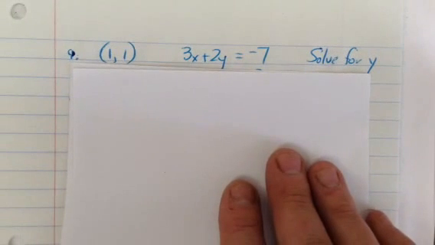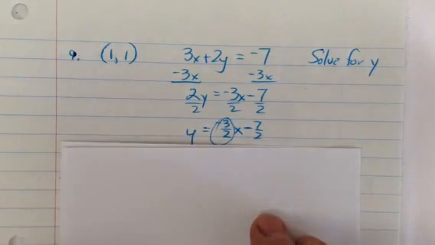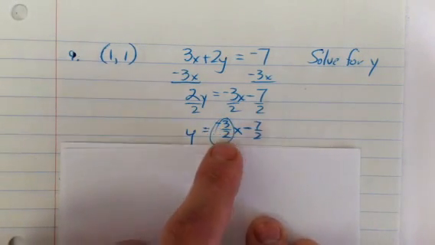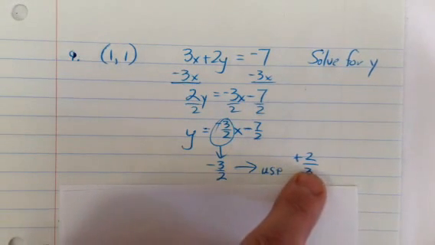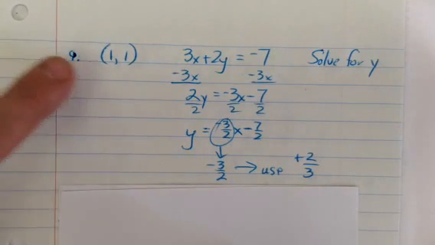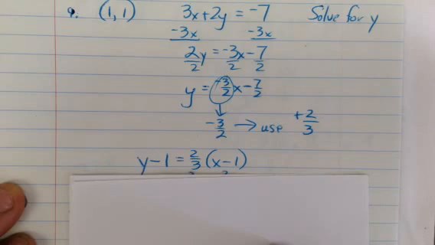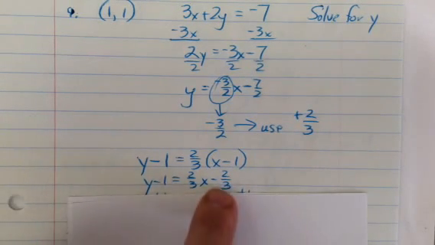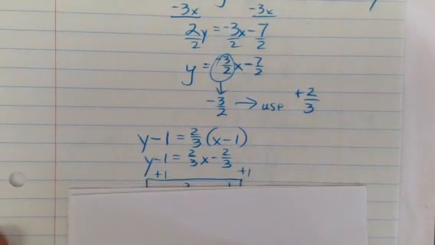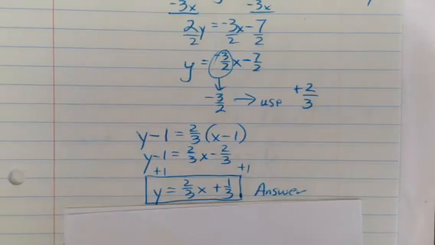Solve for y. Subtract 3x from both sides. You get 2y equals negative 3x minus 7, divided by the coefficient of 2. You've identified the slope, but you want to take the opposite reciprocal. So I'm going to use a positive 2/3 with this point in my point slope form. So there's with the numbers plugged in, distribute. Yeah, you'll have a fraction. Use your calculator if you need to. Add 1 to both sides. And we have our answer of y equals 2/3 x plus 1/3.